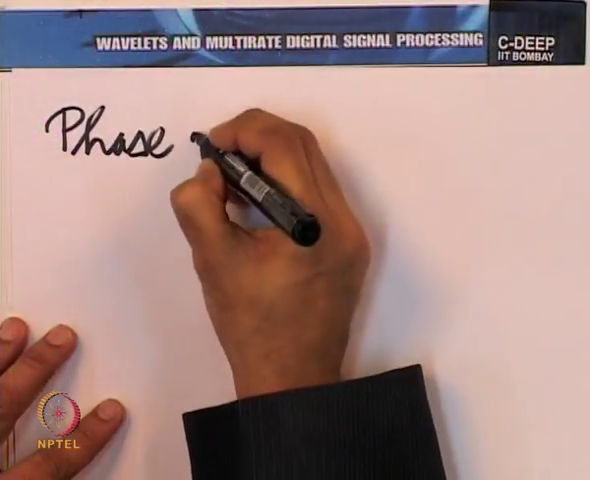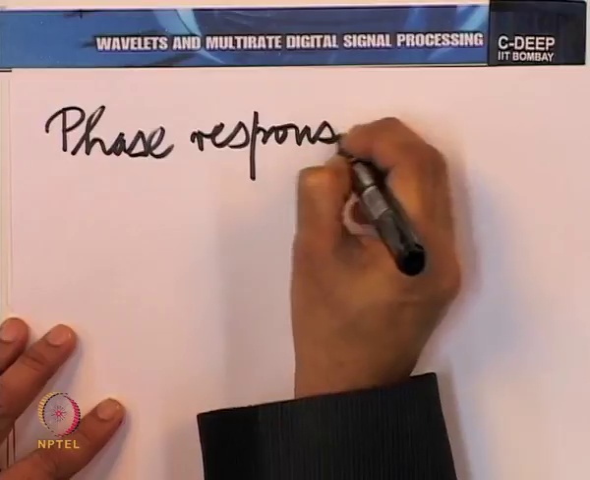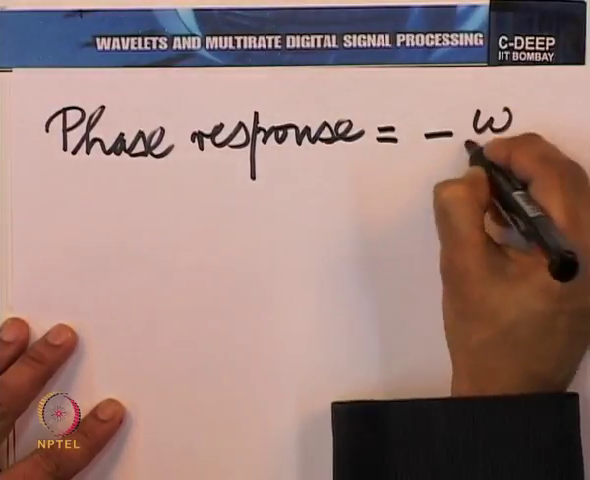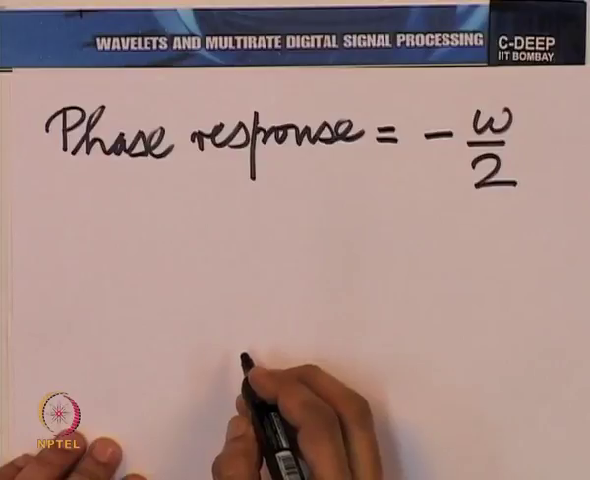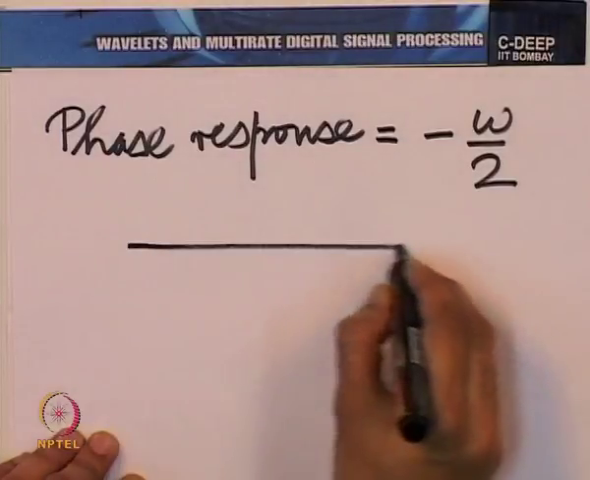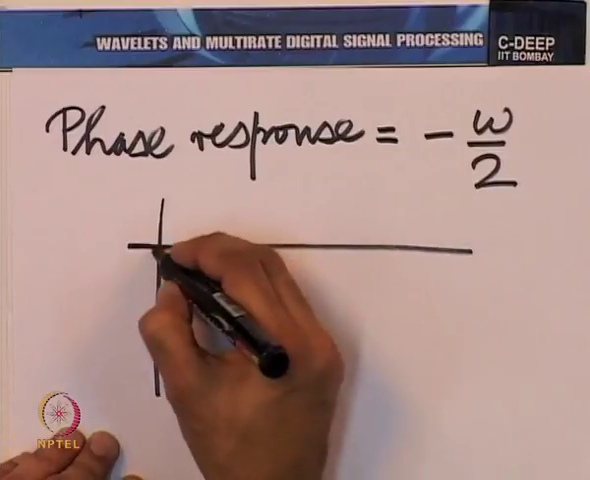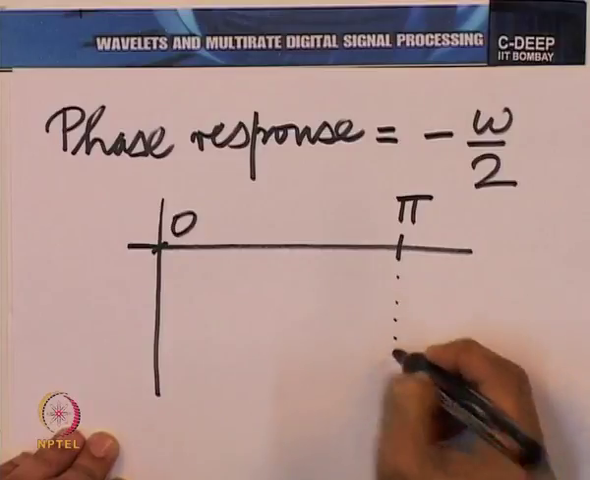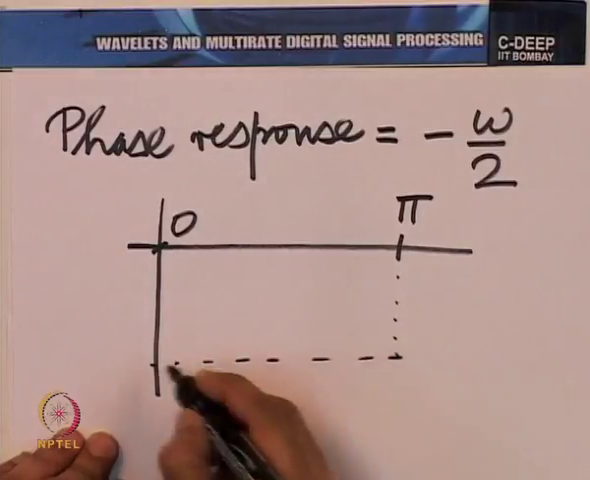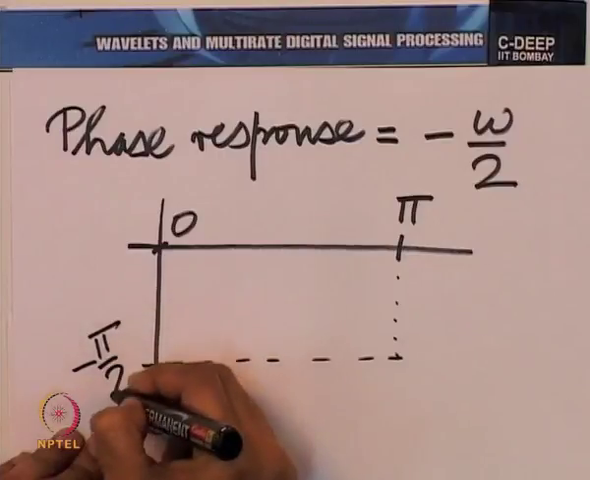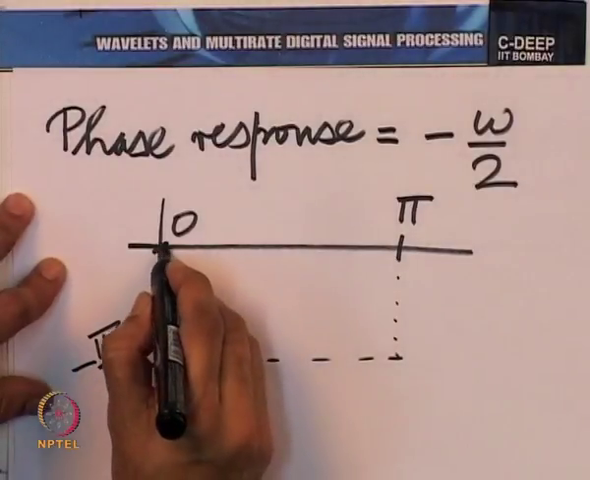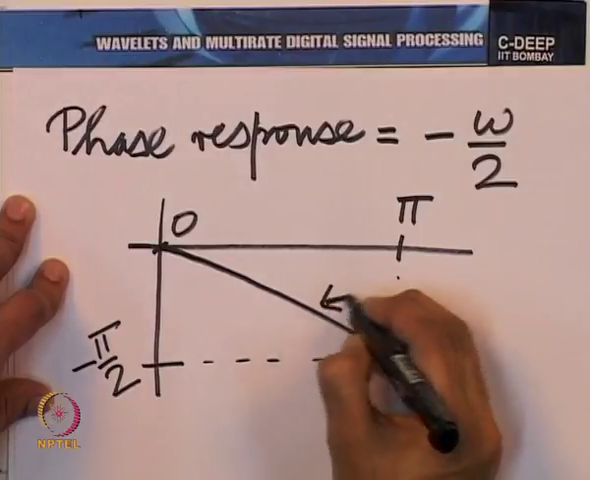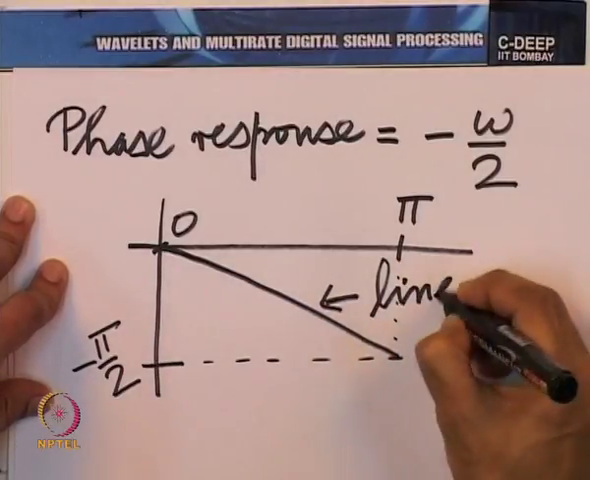So, the phase response of this filter is as follows. The phase response, as we noted, was minus omega by 2. So, in the region from 0 to pi, at pi it would of course take on the value of minus pi by 2, and this is a straight line. So, in fact, you get what is called linear phase.